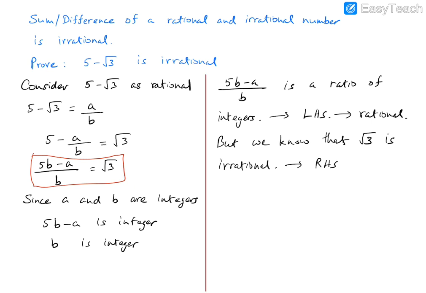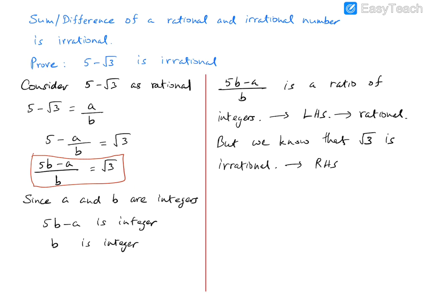So that is a contradiction. We are saying that left hand side equals right hand side. How can it be equal if the left hand side is rational and the right hand side is irrational? So it violates this equality here. So that means this contradiction is happening because our initial assumption that 5 minus root 3 is rational is incorrect.